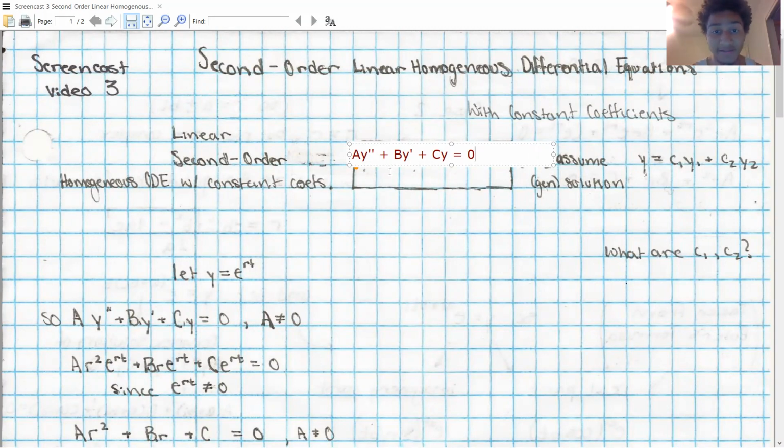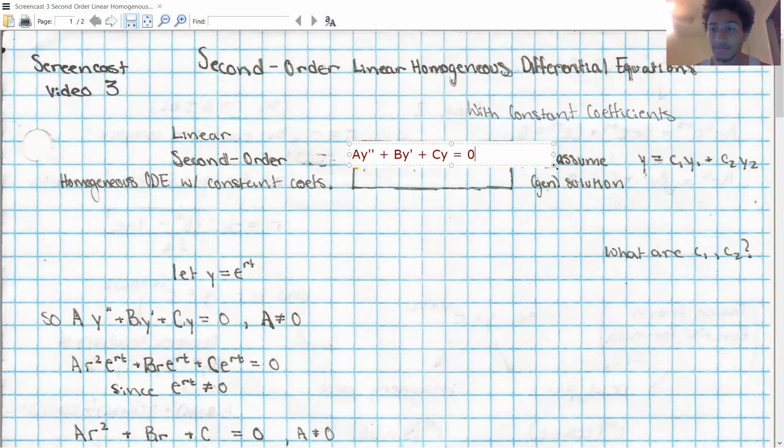On our left-hand side, we have a differential equation. On our right-hand side, we know that it's equal to 0. So this is a homogeneous system, okay? On our left-hand side, we can also see that we have constant coefficients a, b, and c, and then they are multiplied by y double prime, y prime, and y. These are all functions of y. So we describe this as a linear system, and because it is to the second derivative, second order.